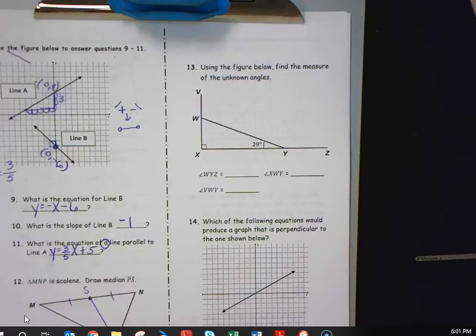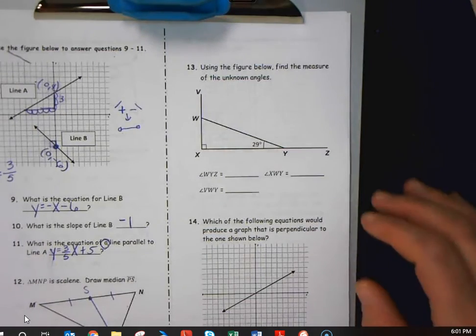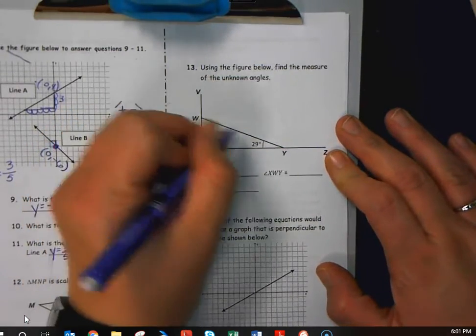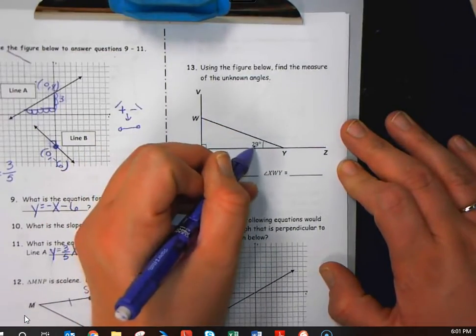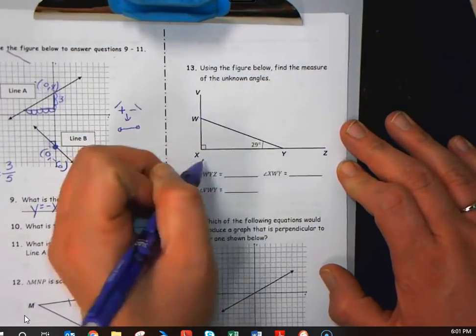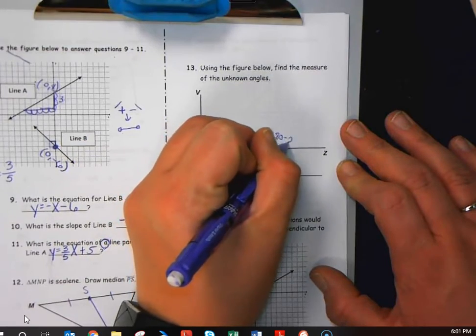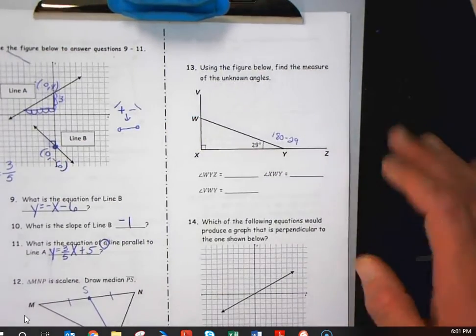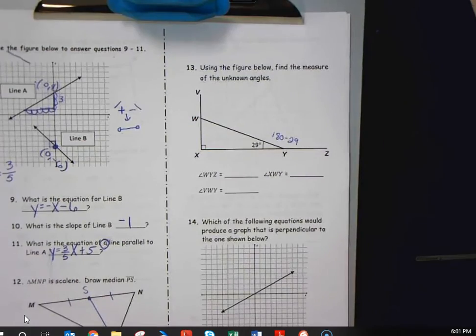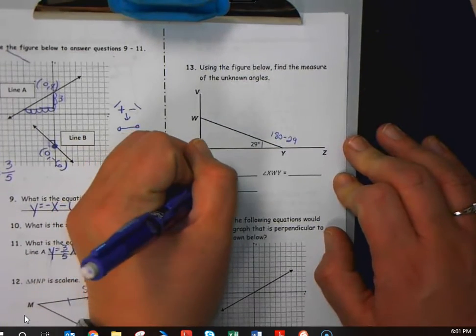All right, number 13, using the figure below, find the measure of the unknown angles. So the first angle it wants us to find is WYZ. Remember we're going to trace it, WYZ. It tells me that angle WYX is 29. So this one's going to be 180 minus 29 because they are a linear pair. So if I take 180 and subtract 29, I am going to get 151 degrees.